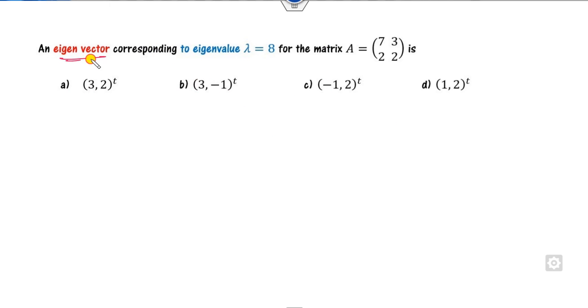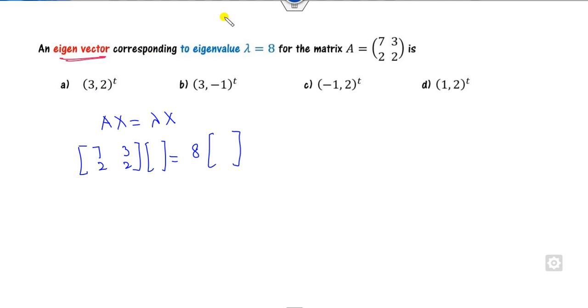Okay, which of the following is the eigenvector? Whenever there is an eigenvector, we always use this concept. So what is A? 7, 2, 3, 2. Which of the following is there? I have to multiply this and we will get 8 times something. So let's start with the first option. 3, 2. What is the answer of this? 21 plus 6, 27. 6 plus 4, 10. Which is not equal to 8 times of this. So this option is cancelled out.